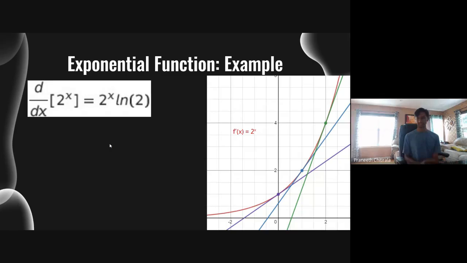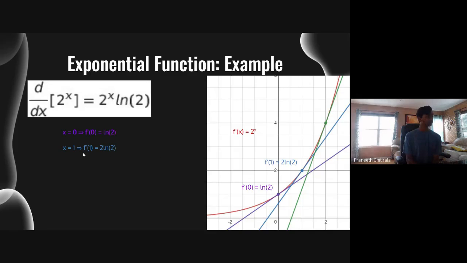So let's see this example here. The derivative of 2 to the x power is just 2 to the x times natural log of 2. This is 2 to the x, and these are the tangent lines at some points. At x equals 0, f prime of 0 is natural log of 2. It's a little difficult to see, but this slope is natural log of 2. If you set x equal to 0 here, 2 to the 0 is 1, and 1 times natural log of 2 is just natural log of 2.